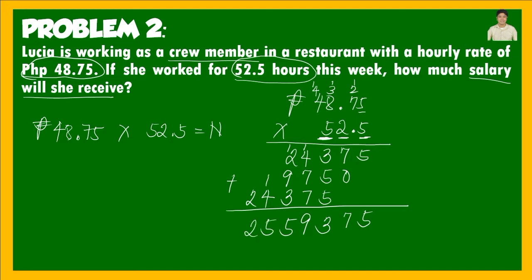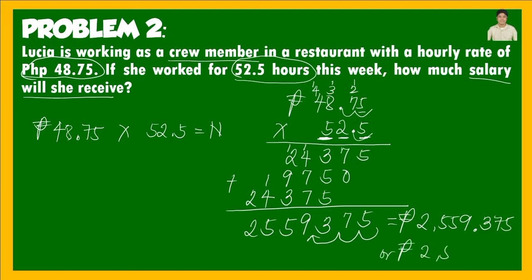And then, how many decimal places are we going to move? So, 1, 2, 1. So, ayan, tatlo. So, 1, 2, 3. So, our final answer here is 2,559 and 375 centavos. Or pwede rin natin yung i-round off as 259 pesos and 38 centavos.